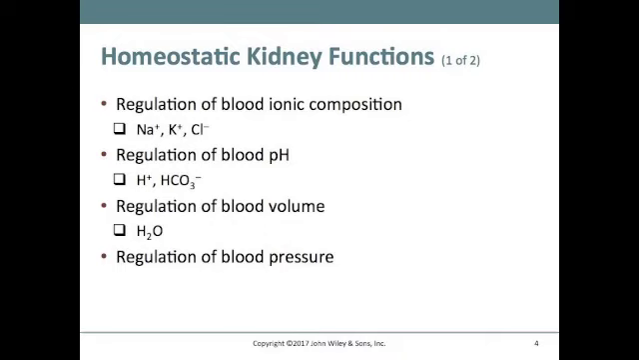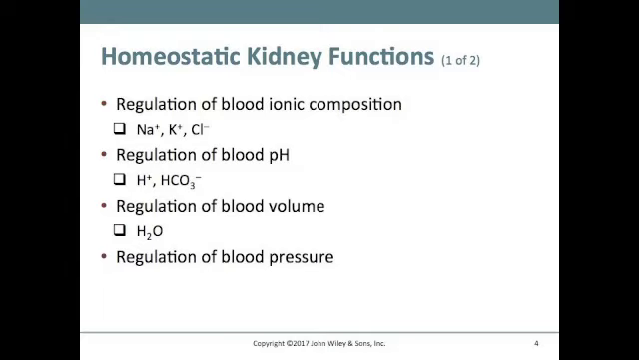Some of the homeostatic kidney functions include the regulation of blood ionic composition. Most importantly, this includes sodium ions, potassium ions, calcium ions, and phosphate ions. The kidneys accomplish this task by adjusting the amounts of these ions that are excreted into the urine.